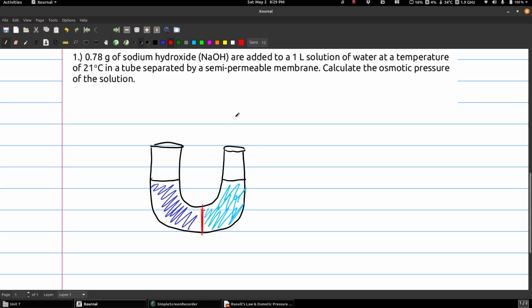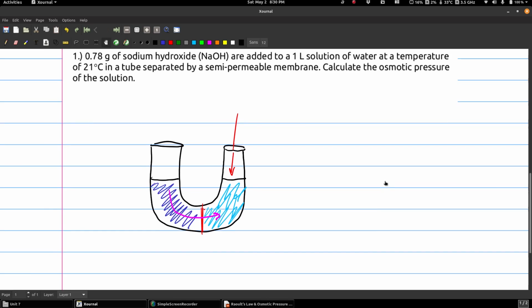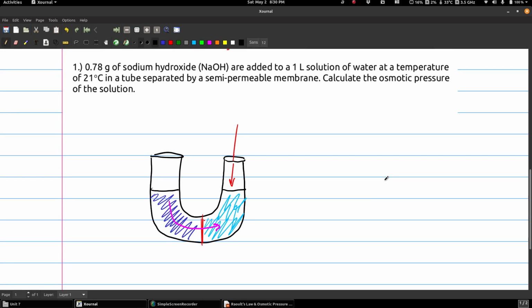So osmotic pressure is going to be the pressure from an outside source that prevents osmosis from happening. So right now, the water is going to diffuse through the semi-permeable membrane that the sodium hydroxide can't go through. And it's going to equalize, so there's even amounts of water on both sides. That's the whole idea. So we need to figure out what that osmotic pressure is.